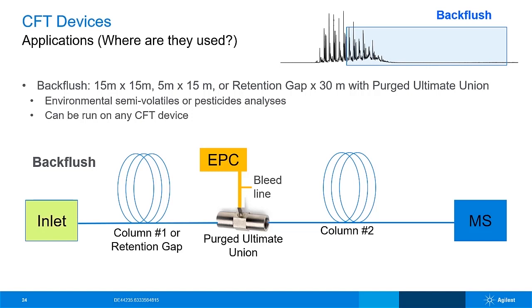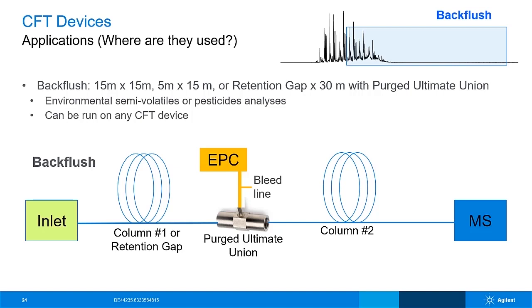And since the mass spec ion source is heated, it requires carrier gas flow to prevent oxidation and damage to the source components that are under vacuum. So we can completely avoid breaking vacuum while we're doing our head of the column and inlet maintenance when we've got a purged ultimate union or even a CFT splitter.